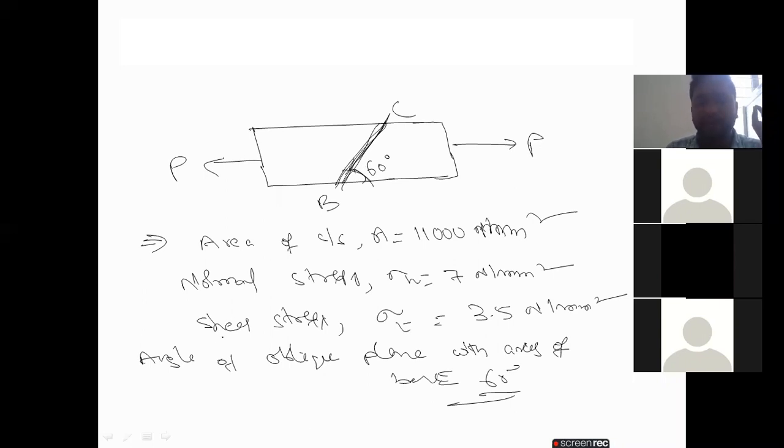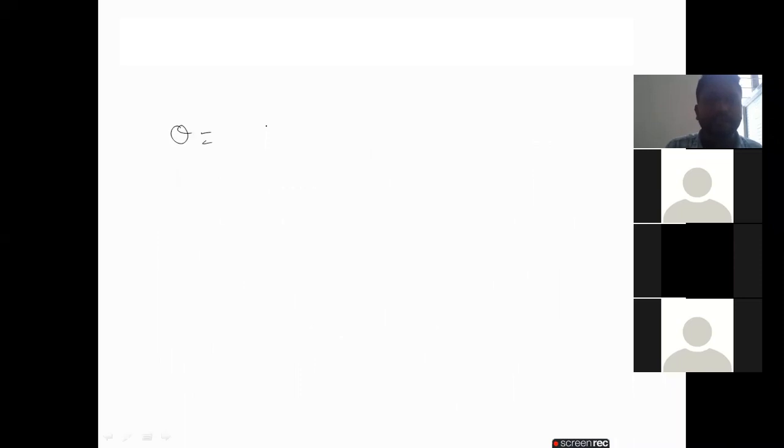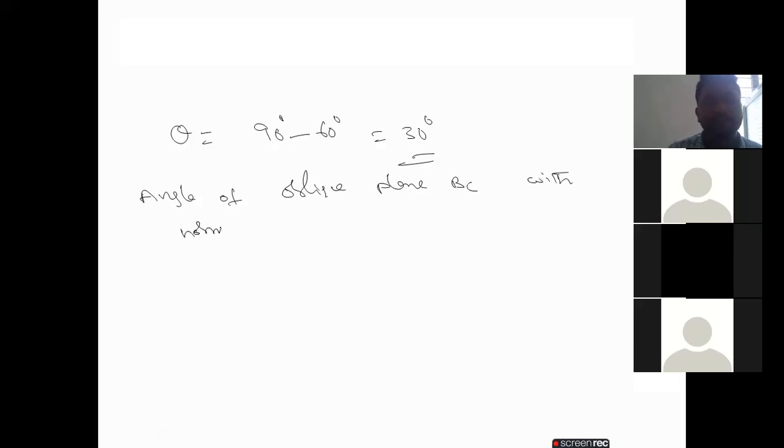The 60 degrees is the angle of the oblique plane with the axis, but we have to take the theta value as 90 degrees minus 60. So then we get 30 degrees. Like this, we have to take the angle. I will write again here, the angle of oblique plane, the BC, with the normal cross section of the bar.